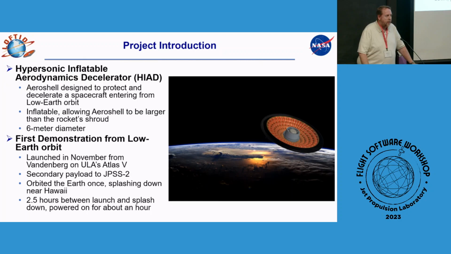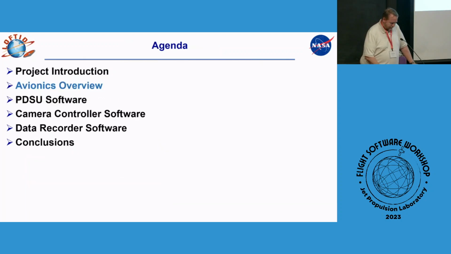We orbited the Earth, went around the South Pole, and somewhere around the Mediterranean Ocean we separated from the launch vehicle, went around the North Pole, and then landed near Hawaii. The whole flight was 2.5 hours from takeoff to splashdown, and out of that 2.5 hours, we were only powered on for about an hour. But I'm here to talk about the software on it.